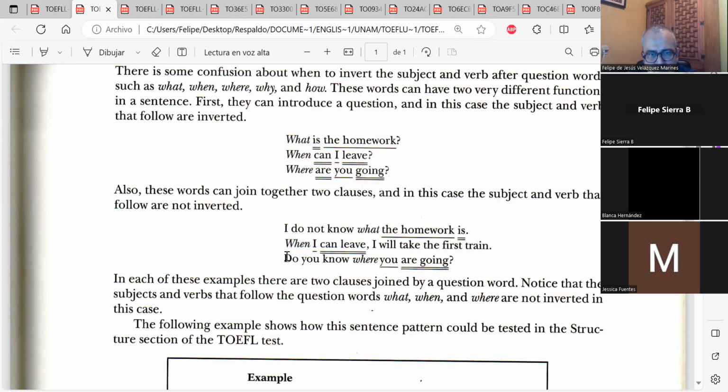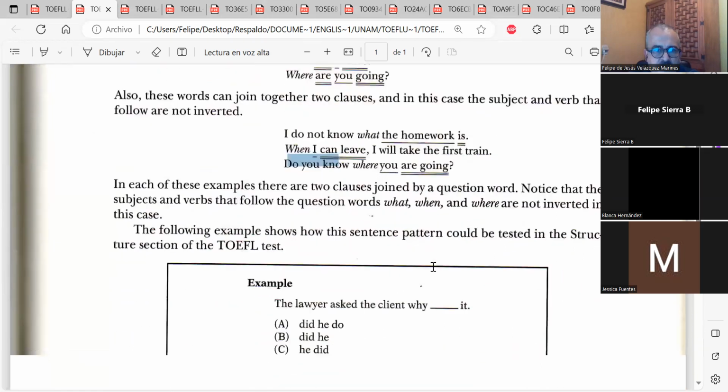So, do you know? This is the question. That's why we have a question mark here. The second part is the subordinate clause: linker, subject, verb, complement. Very good.